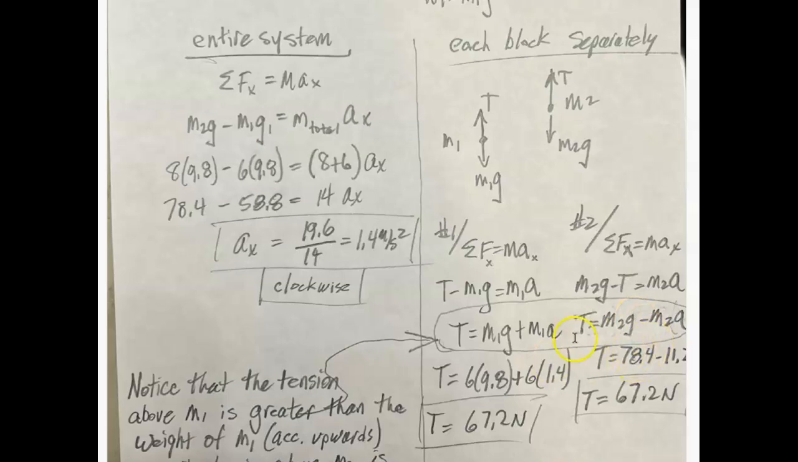And when I solve those equations for the tension, of course I get the same value for tension no matter which block I use. The tension in the string is 67.2 newtons.